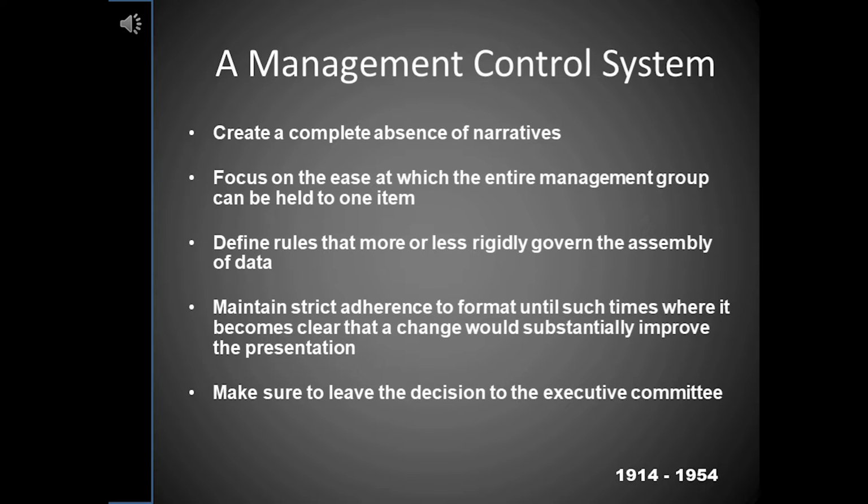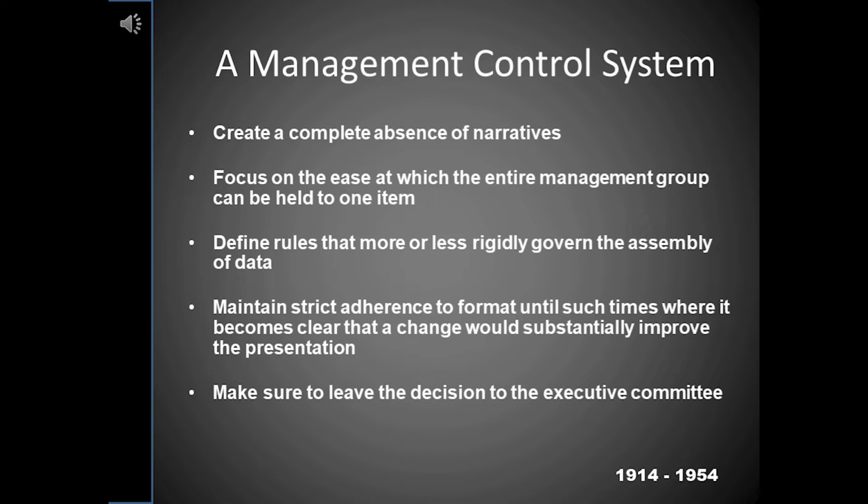At DuPont, there were specific rules for the use of this new management control system. The first rule was to create a complete absence of narratives. DuPont didn't want explanations from the subsidiaries, but only numbers. The second rule was to create a focus on the ease at which the entire management group could be held to one item, which was the ROI. That was to make sure that everyone looked at the same and discussed the same.